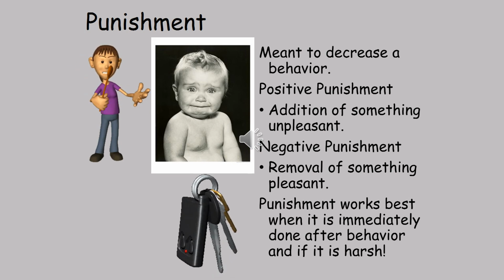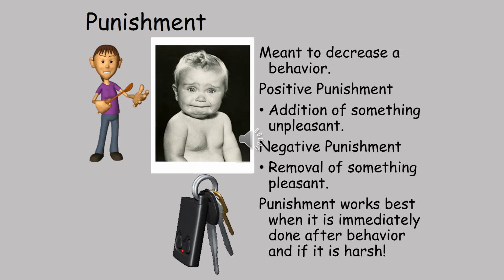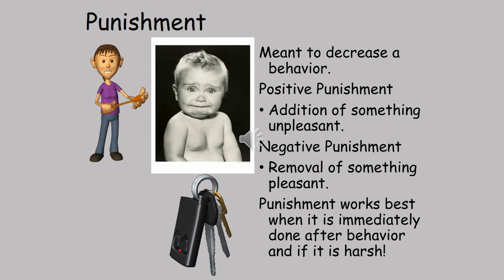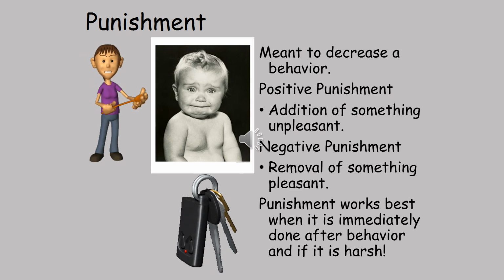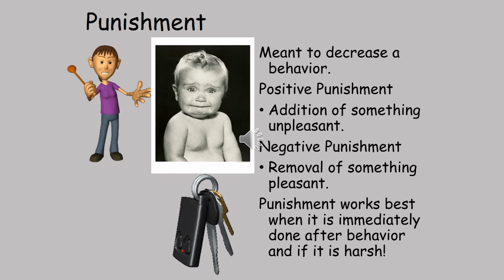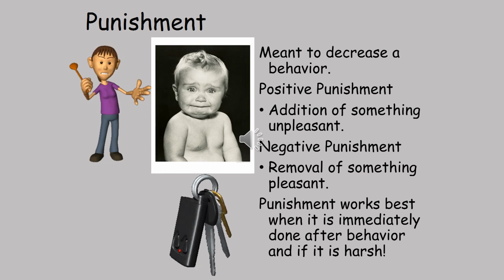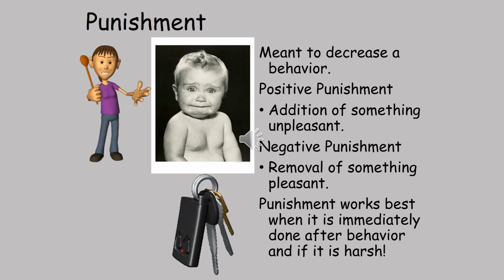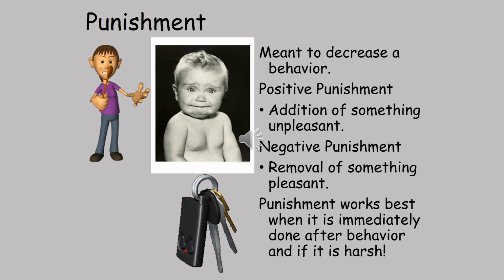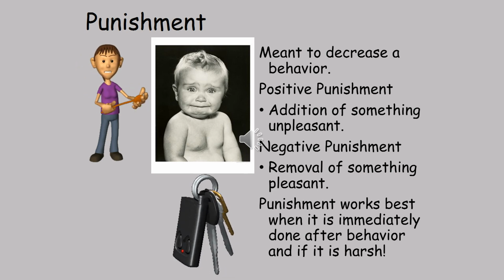Negative punishment. You're removing something pleasant to stop a behavior. So if your child does something inappropriate, you may take away their favorite toy or their cell phone to stop that behavior. If you get caught speeding too many times, you may have your license revoked. So you're removing something pleasant, the ability to drive. Therefore, that is a negative punishment.